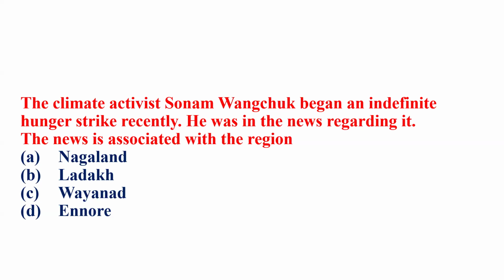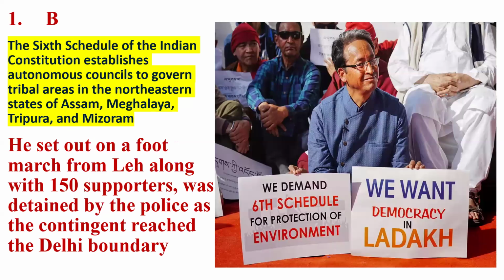The answer is Ladakh. They demand Sixth Schedule status for the region of Ladakh. Actually, the Sixth Schedule of the Indian Constitution establishes autonomous councils to govern the tribal areas in the northeastern states of Assam, Meghalaya, Tripura, and Mizoram. And he set out on a foot march from Leh with 150 supporters and was detained by the police at the Delhi boundary. So it was in the news.